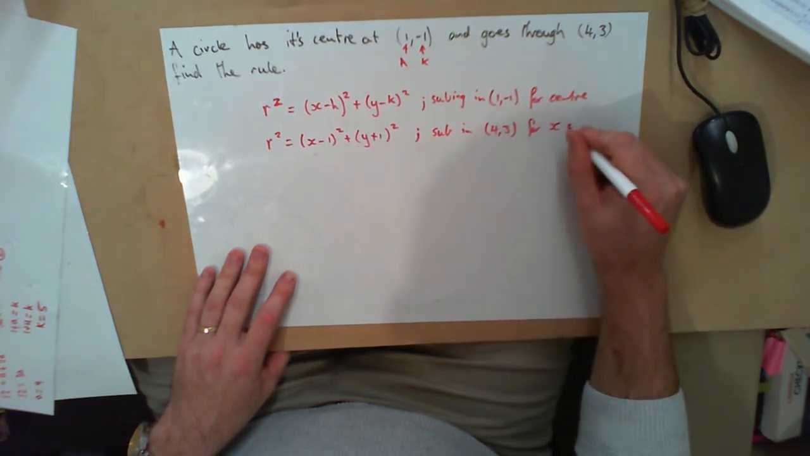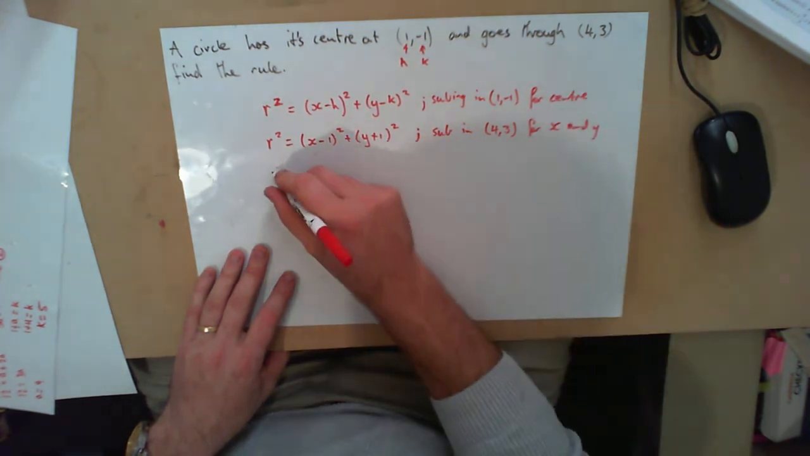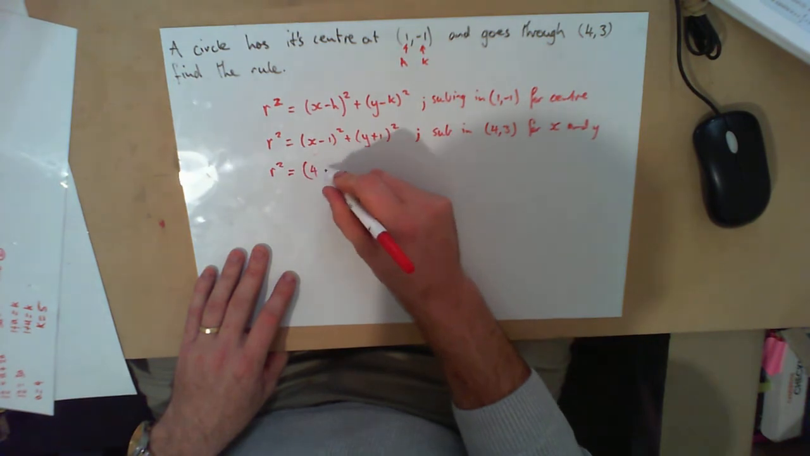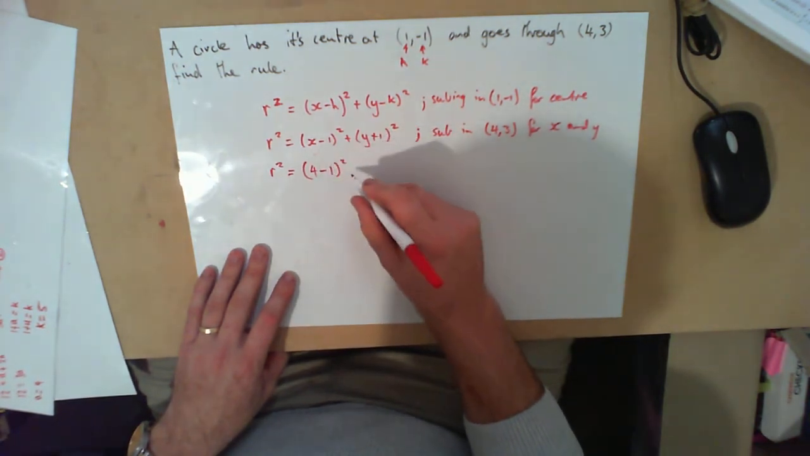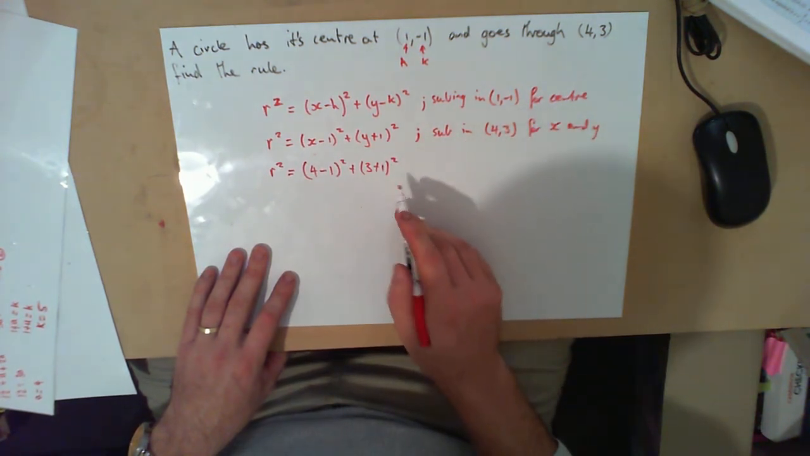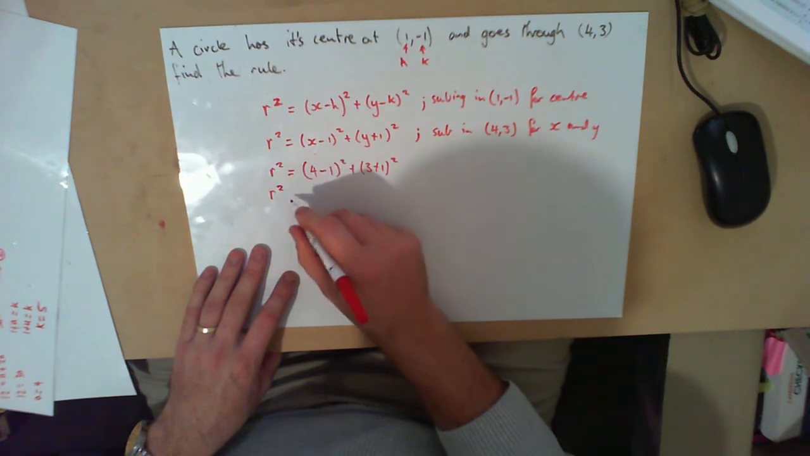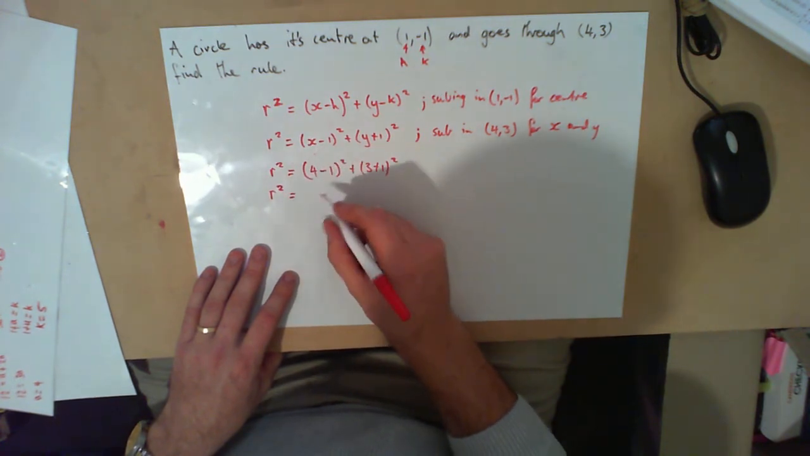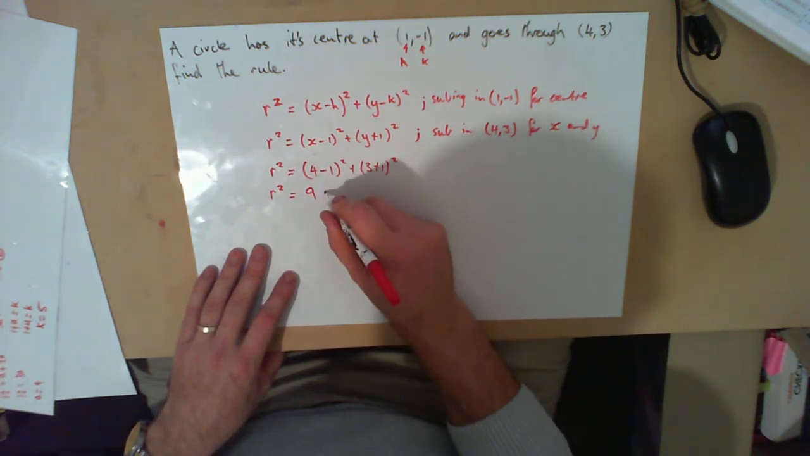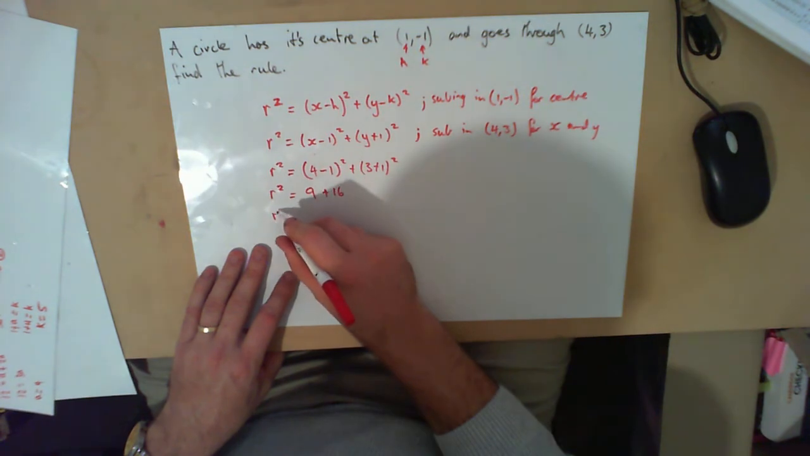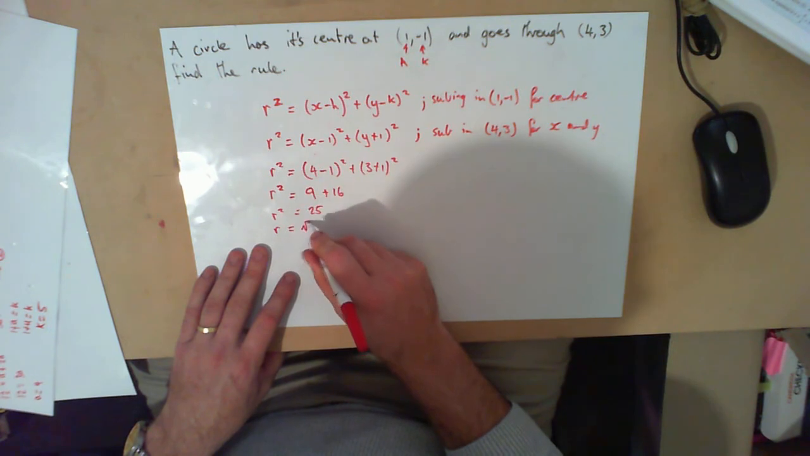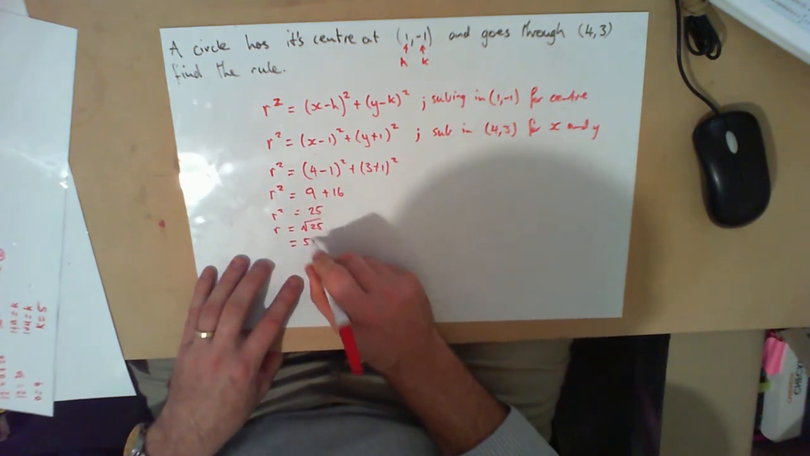So we get r squared equals, well, we said it goes through 4 take 1, that hasn't changed, squared, plus 3 plus 1, again that hasn't changed, all squared. So just start working things out now. r squared equals 4 minus 1 is 3, and 3 squared is 9. 3 plus 1 is 4, squared is 16. So r squared equals 25. Therefore r equals the square root of 25, which is simply 5.